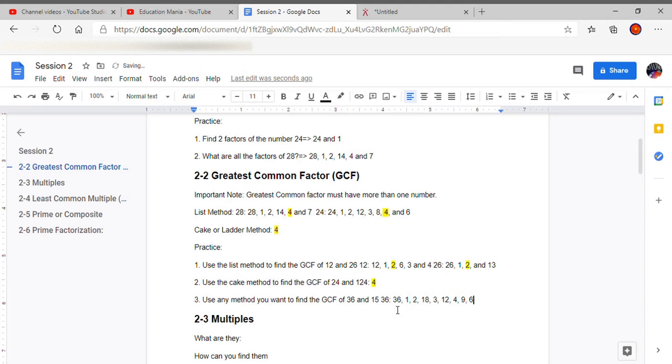6 times 6. So when you have the same number, like 4 times 4, 16, or 6 times 6, 36, you only put the number once, so it'd be just 6. Then we can stop here.